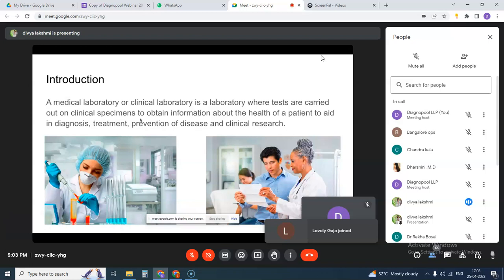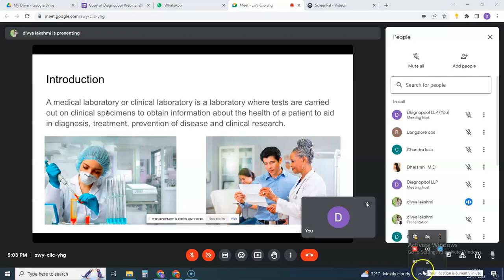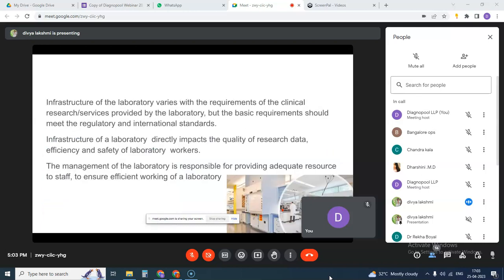So whatever it is, the medical laboratory or clinical laboratory, these all labs carry out certain tests on the clinical specimens to obtain the information about the health of the patient that will help in the diagnosis, treatment, prevention of the disease, and for the clinical research. So the infrastructure of the laboratory varies with the requirements of the clinical research or the services provided by the laboratory. But the basic requirements should meet the regulatory and international standards.